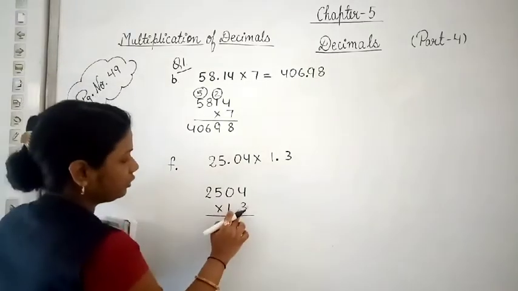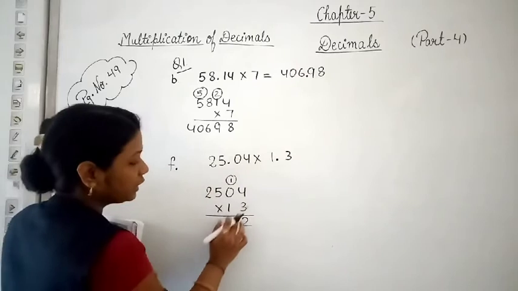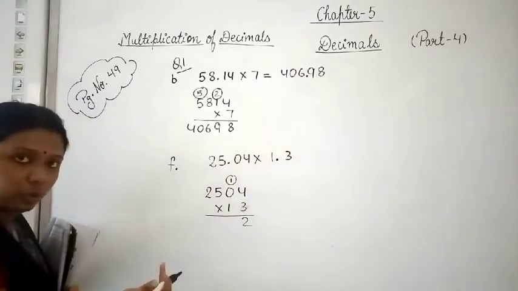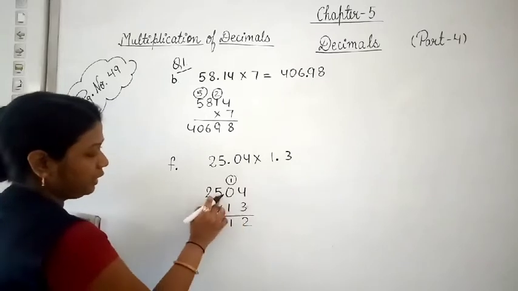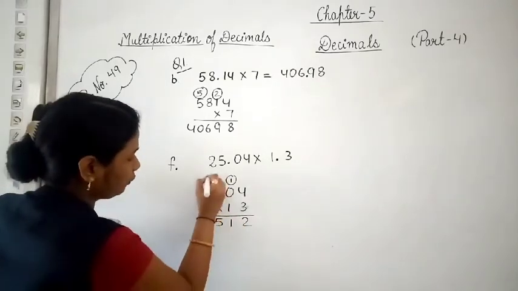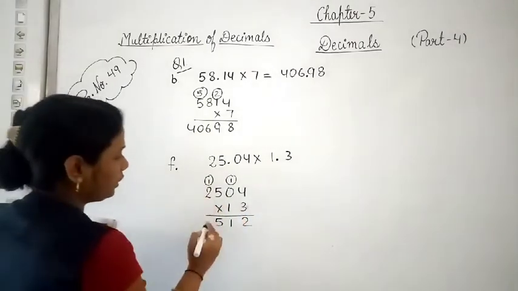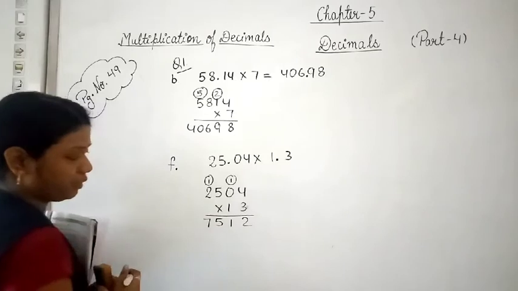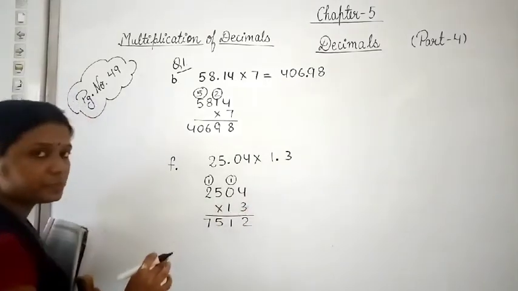Okay. So here 3 times 4 is 12. 1 carry forward. 3 times 0 is 0. 0 plus 1 is 1. 3 times 5 is 15. So 5 and 1 carry forward. 3 times 2 is 6. 6 plus 1 is 7. Okay. So we have done with the multiplication by the ones place digit.